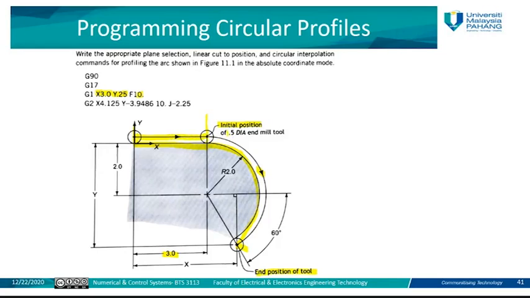Okay, since the diameter is 0.5, half of it is 0.25. So this is the coordinate for the point y. For the point x, already given here, which is equal to 3. So this is the first line of the code.